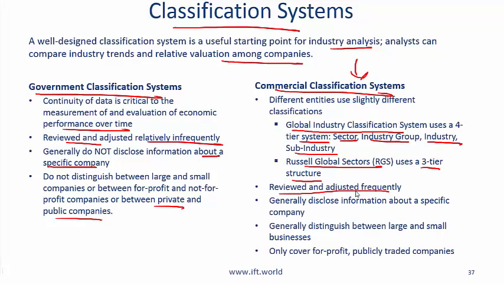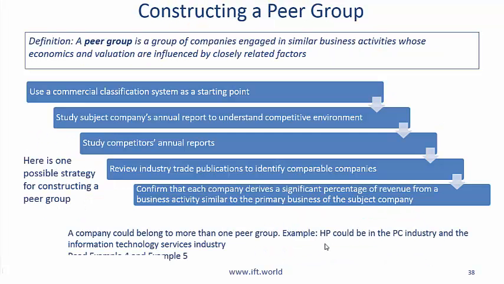Commercial classification systems are reviewed and adjusted frequently. Generally, they will disclose information about a specific company, so they will say which company falls within which industry. They also distinguish between large and small businesses, and only cover for-profit publicly traded companies. So this is quite testable, the difference between government systems and commercial systems.